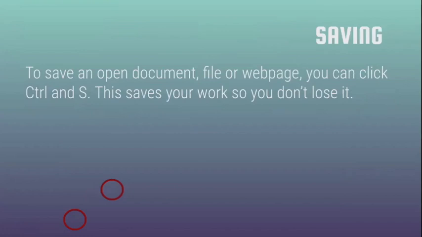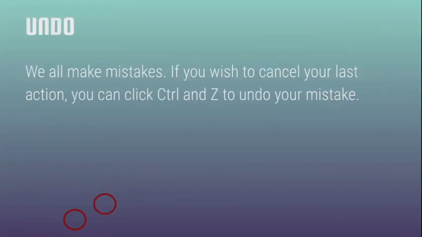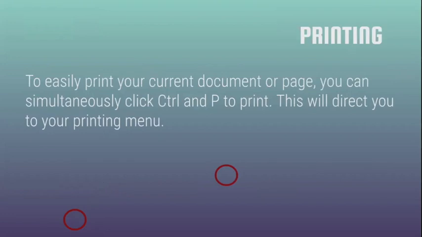Saving. To save an open document, file, or web page, you can click Control and S. This saves your work so you don't lose it. Undo. We all make mistakes. If you wish to cancel your last action, you can click Control and Z to undo your mistake. Printing. To easily print your current document or page, you can simultaneously click Control and P to print. This will direct you to your printing menu.